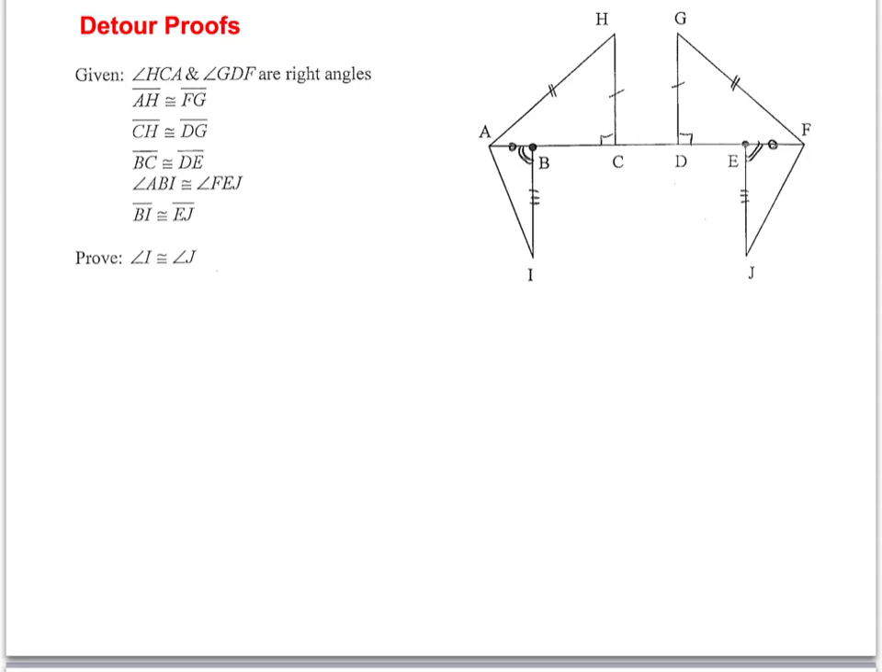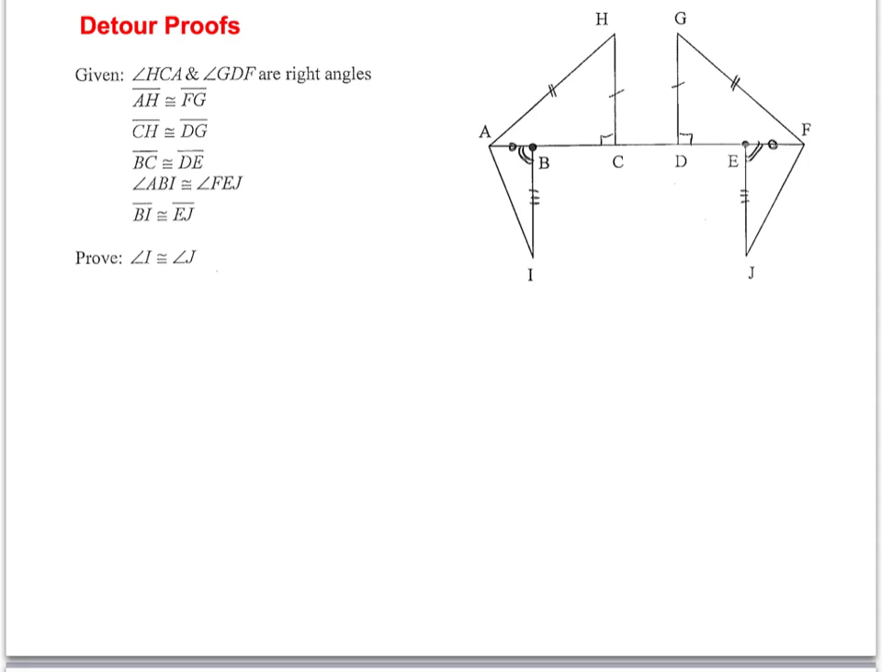Another topic we covered in Chapter 4 was detour proofs. Remember, detour proofs are proofs in which we are going to prove one set of triangles congruent in order to prove a second pair of triangles are congruent. Now, this is a problem I took from an old test review. It's a pretty straightforward problem. I think you'll have a pretty easy time with it.